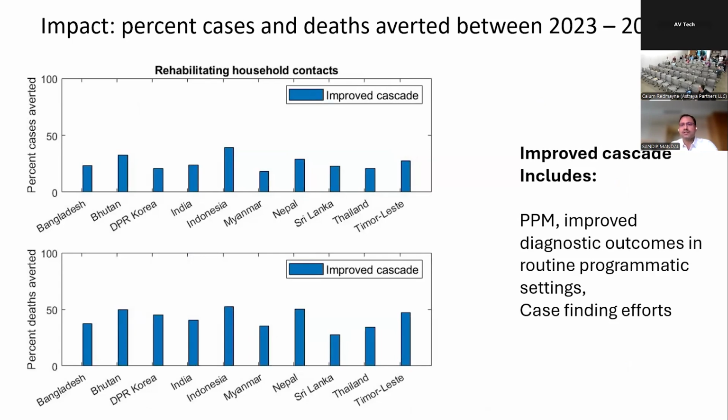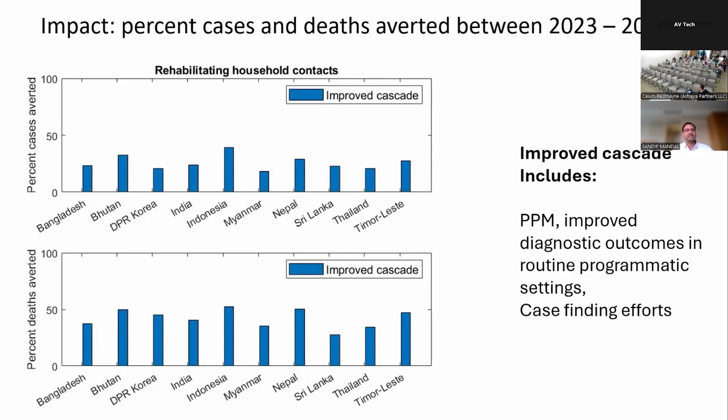Now, this figure shows the impact of this intervention if we target only the household contacts. The percentage of cases averted during this period is shown. For comparison, we put all the country results, how it happens without nutritional interventions, with the existing interventions. Improved cascade includes PPM, private-public mixing, improved diagnostic outcomes in routine programmatic setting, case finding efforts, etc. So this is the impact.